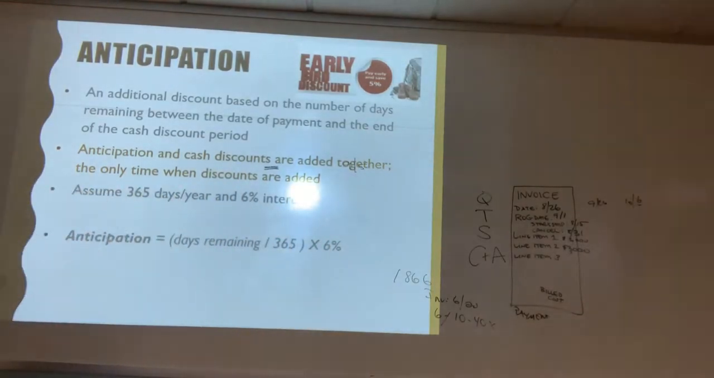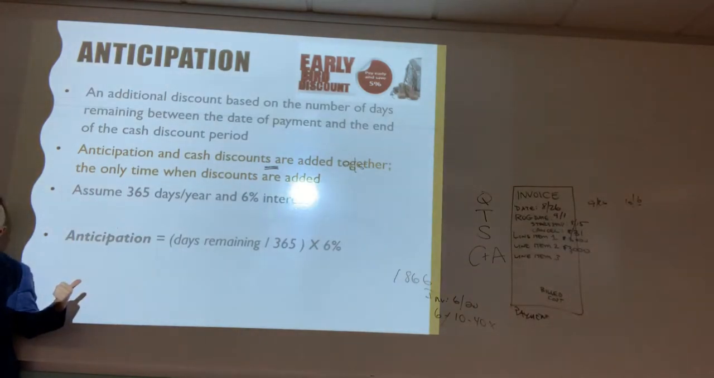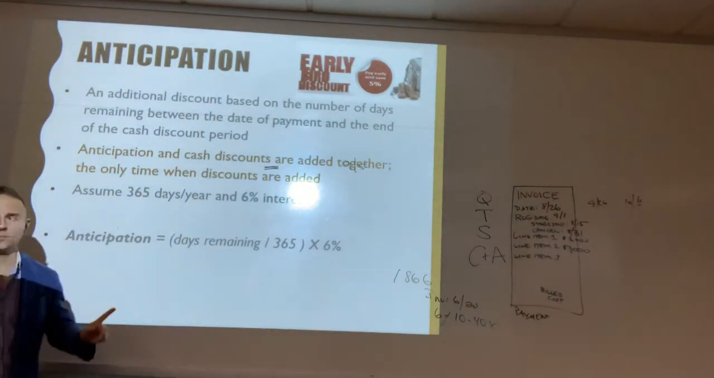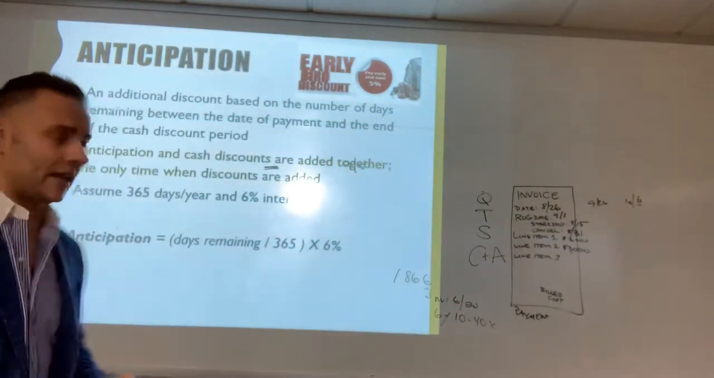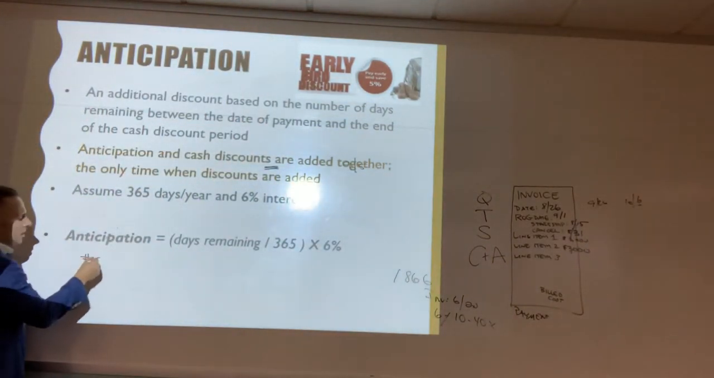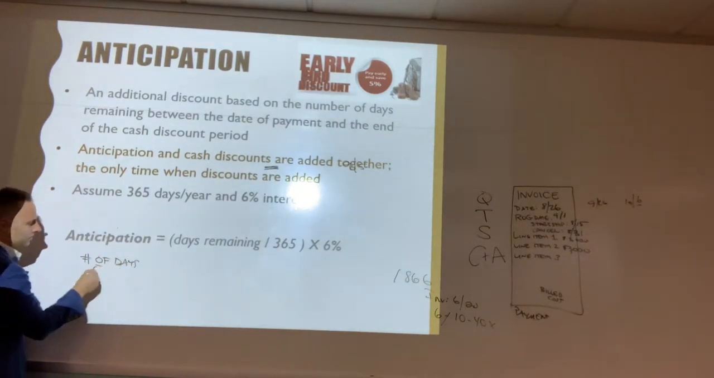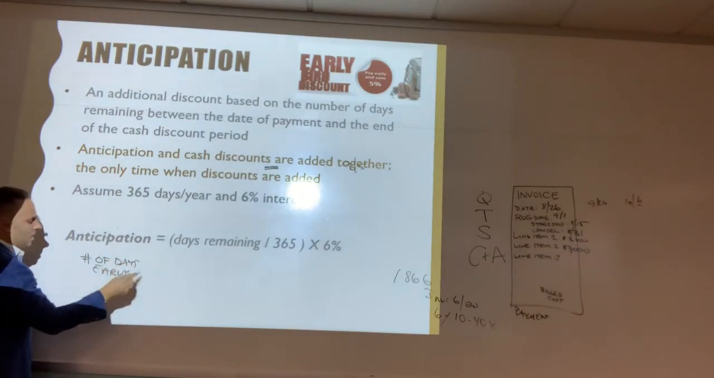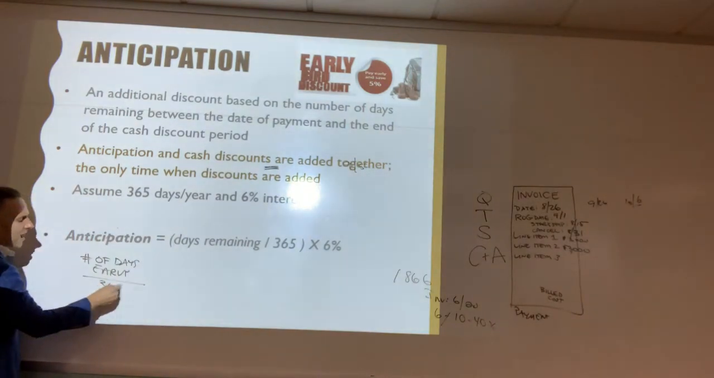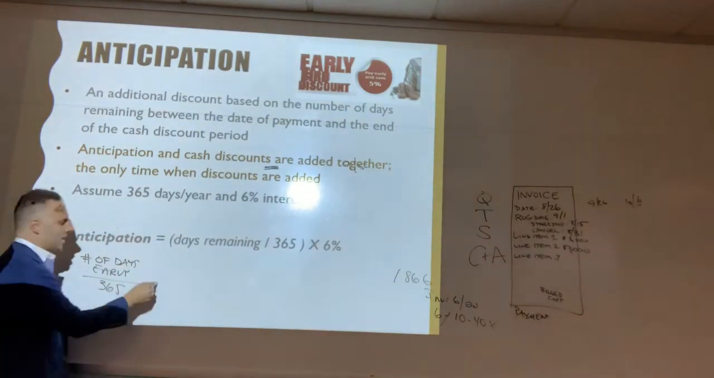Okay, so this is a discount for paying early, but this only applies when a vendor allows it, when a vendor plays this game, okay? So if you ever read anticipation not permitted, forget it. But if you read anticipation permitted, then if we're paying early, you apply this discount, okay? The formula. I write the formula a little bit differently, so let me write it the way I like to write it, which is number of days early, divided by 365, which is the number of days in a year, times the interest rate.